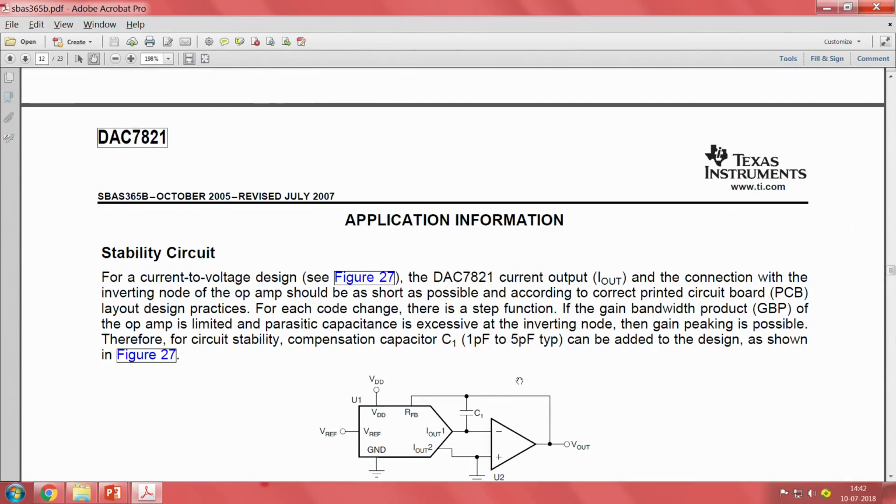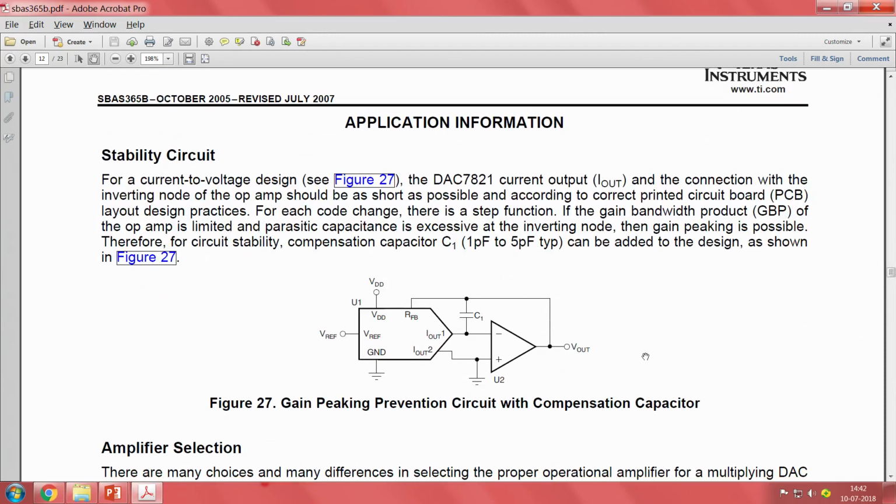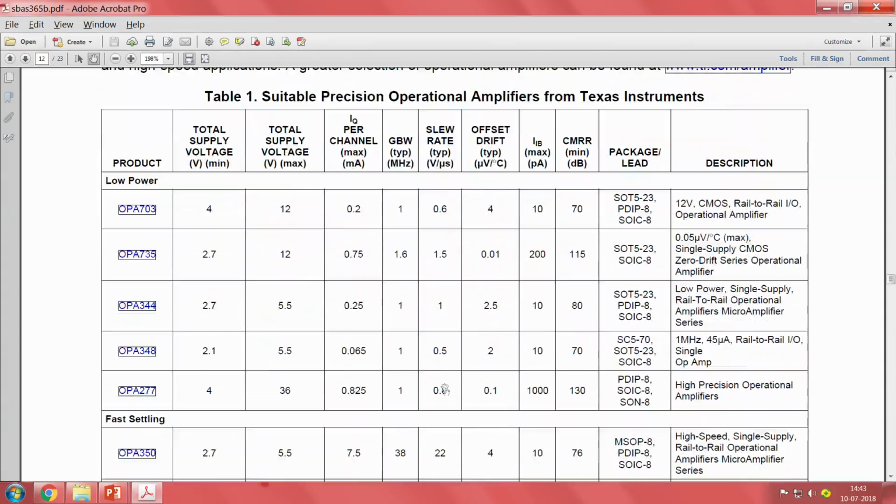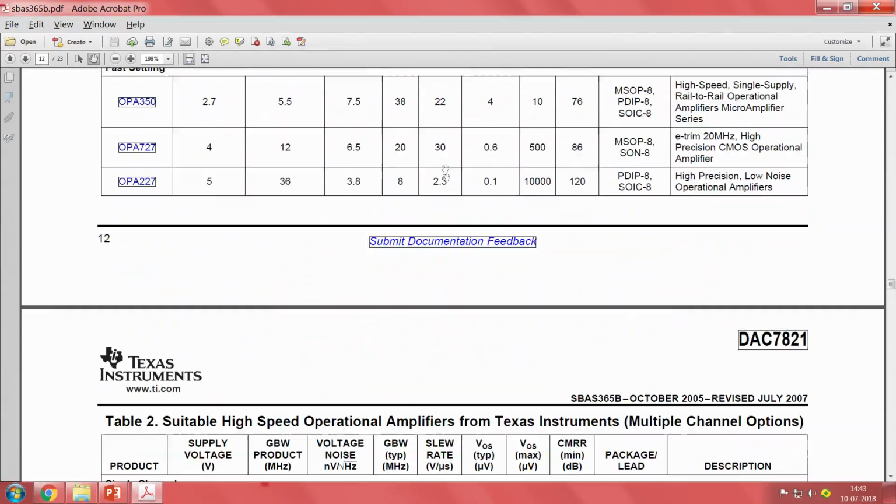Then after that, one major section of the datasheet will be application information. Here they will identify certain typical applications of the IC, and they will give you sample circuits which you can use to see how you can implement that circuit. They have a stability circuit for current to voltage design, current output and the connection. They have a gain peaking prevention circuit with compensation capacitor, so they will prevent the peaking of the gain, okay, and then amplifier selection. So these are all peripheral things actually for your output amplifier.